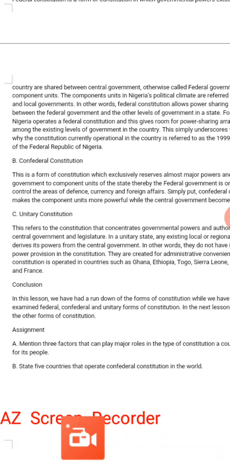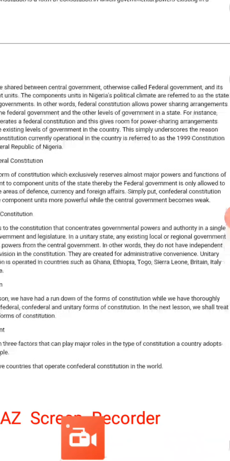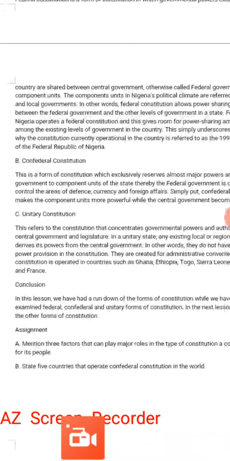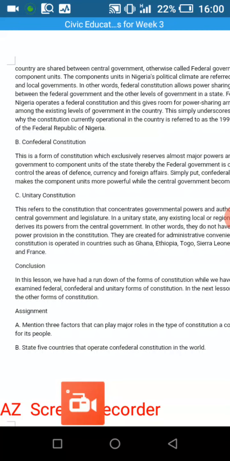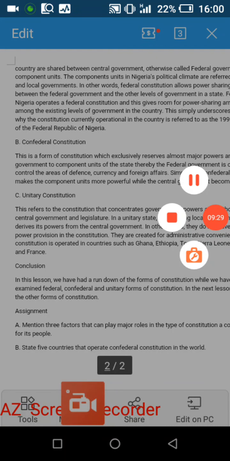Assignment. A. Mention 3 factors that can play major roles in the type of constitution a country adopts for its people. B. State 5 countries that operate confederal constitution in the world.